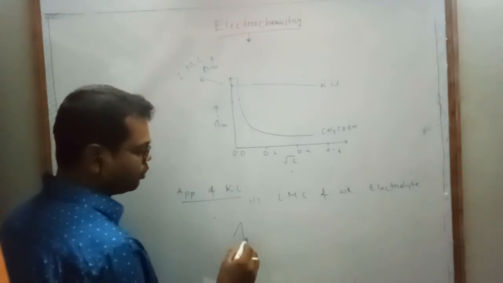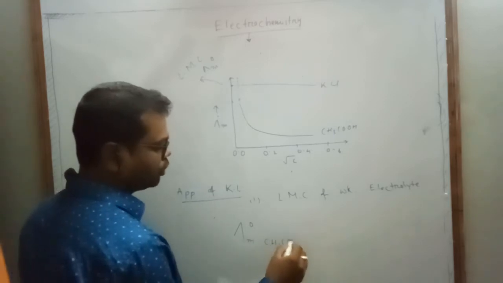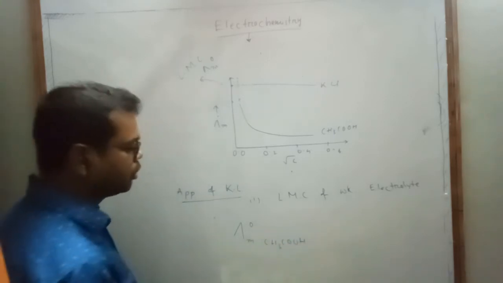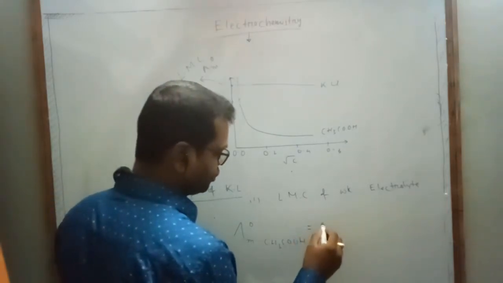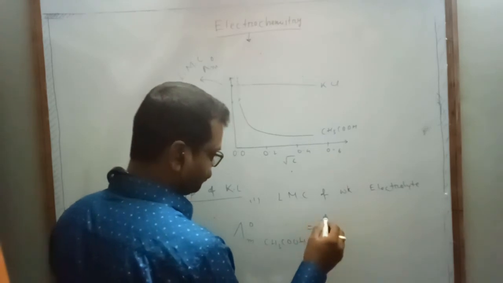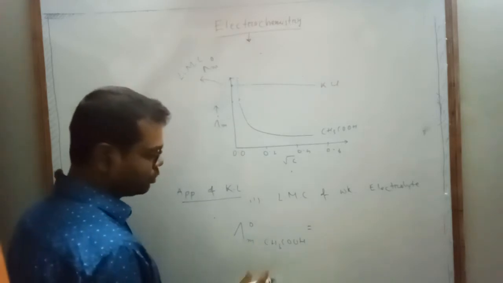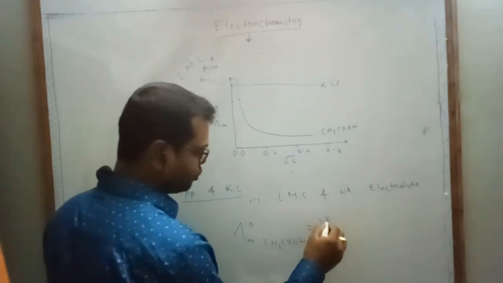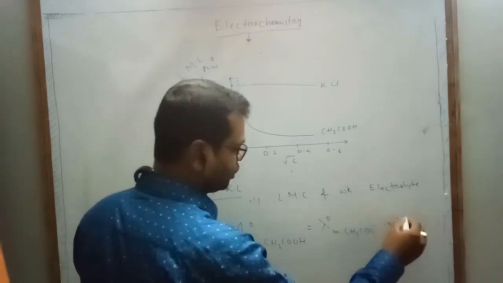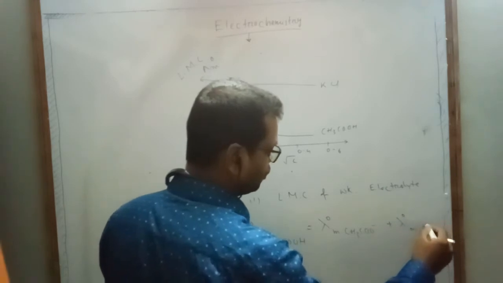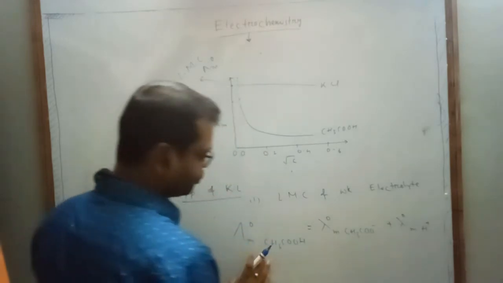If I take the weak electrolyte, organic acids are weak electrolytes, so we have taken the weak electrolyte CH3COOH. Now this weak electrolyte's conductivity is equal to the ionic molar conductivity of CH3COO negative and the ionic molar conductivity of H positive. So if somehow we get this, we can easily calculate it.